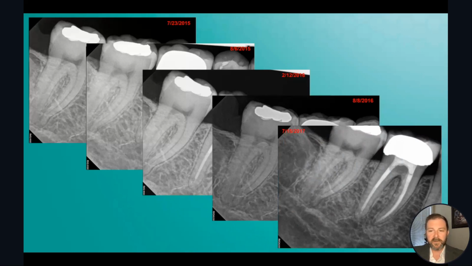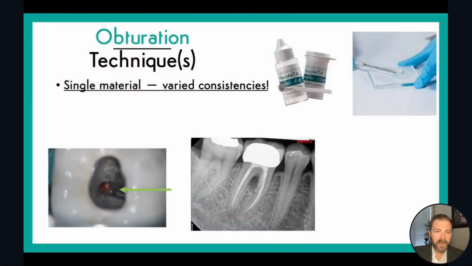I think the furcation tissue looks great. The width of the periodontal ligament is the same all the way around. We're not seeing any radiolucent lesion any longer in that furcation. So here's how I approach this. It's a single material. I just used it a couple different ways, like I described earlier.